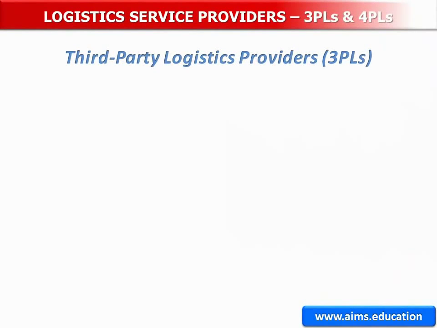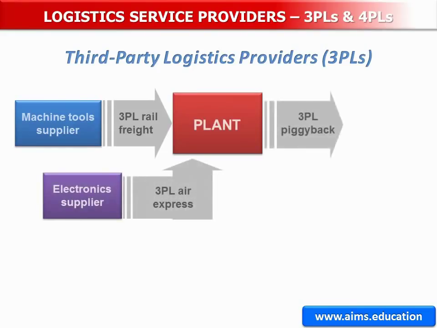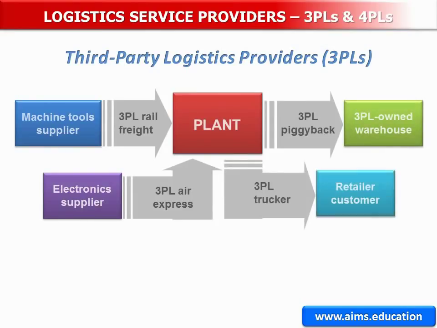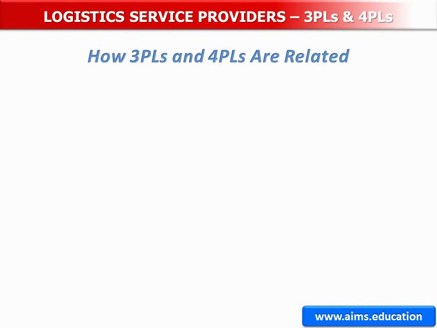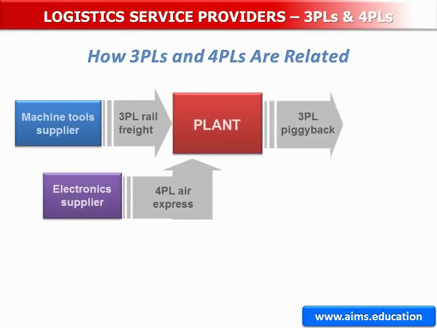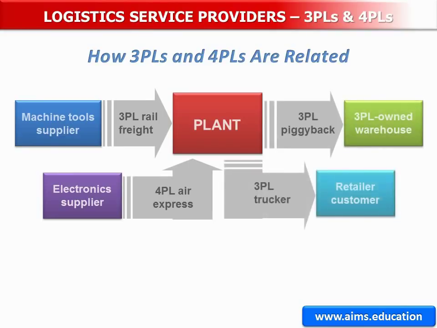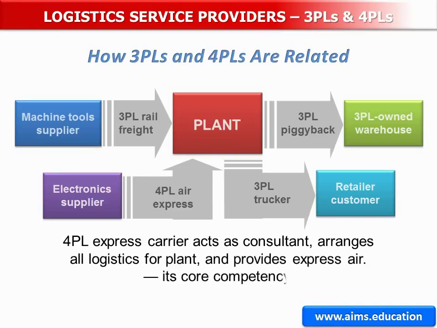A third-party logistics provider may be a specialized provider that focuses, for instance, on airmail or over-the-road transport, or warehousing. It may also be a multi-purpose logistics provider capable of taking over the entire logistics function. Here, the logistics manager arranges transportation separately with several third-party logistics providers. In a third-party logistics arrangement, the third party takes over some or all logistics functions and performs them itself. In a fourth-party logistics arrangement, a logistics specialist takes over the entire logistics operation and subcontracts some or all specific functions. Here, the fourth-party logistics express carrier acts as consultant, arranges all logistics for the plant, and provides express air, its core competency.